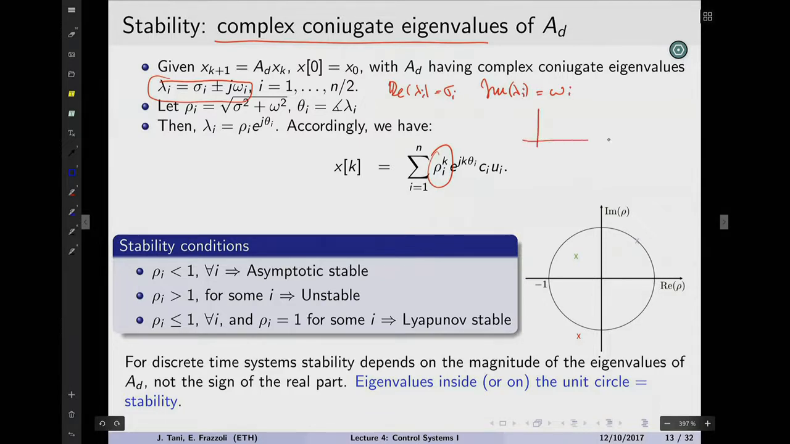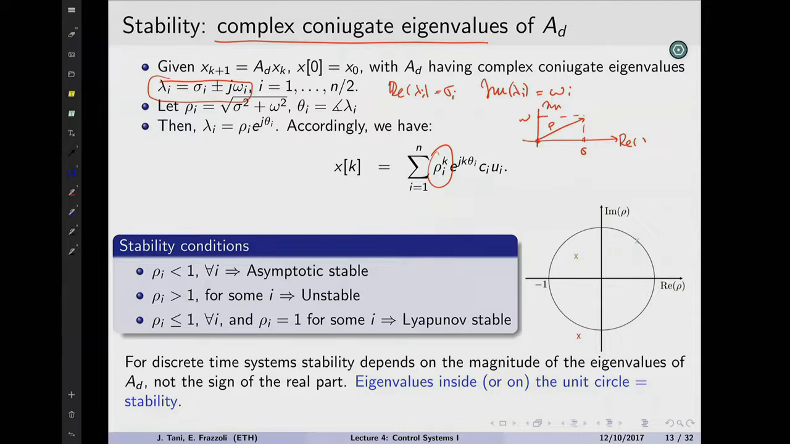So if this is the imaginary plane, this is the real axis, you've got your sigma here, your omega here. This would be your rho. It's the magnitude of your eigenvalue. If this is smaller than 1, we got asymptotic stability. If it's equal to 1, you've got stability. If it's bigger than 1, at least one of the eigenvalues, you've got instability. So the conclusion is the same as the other one, plus an extra little complication of phases going around. Let's not get into that now.